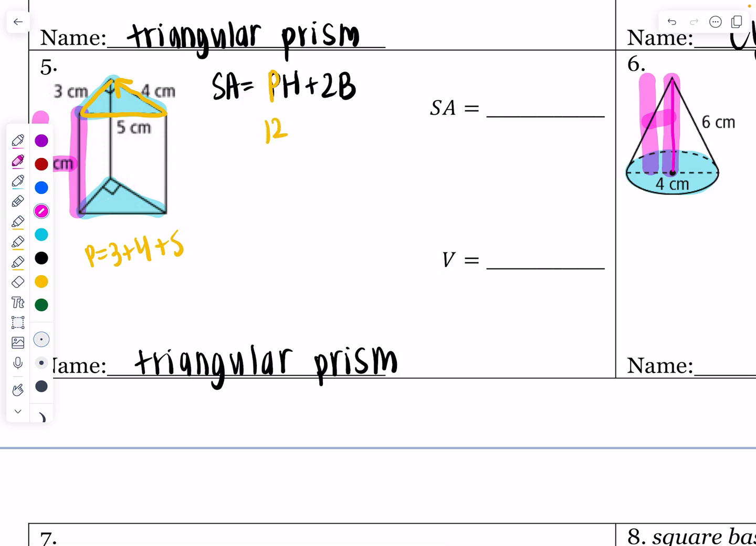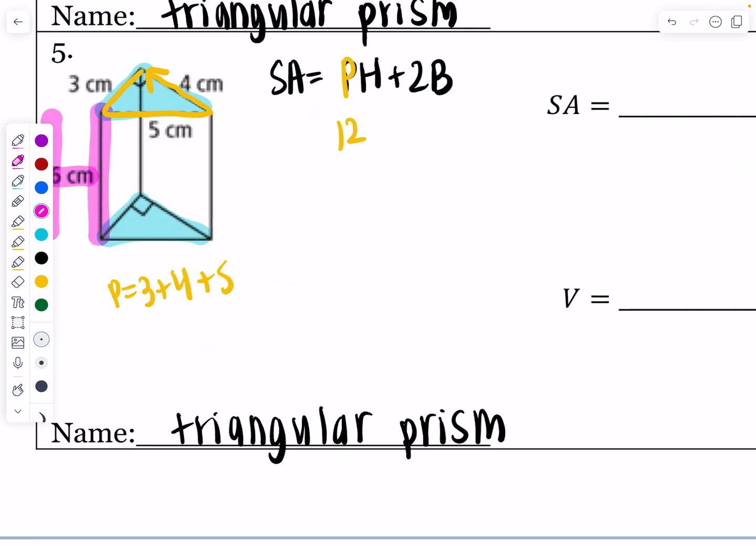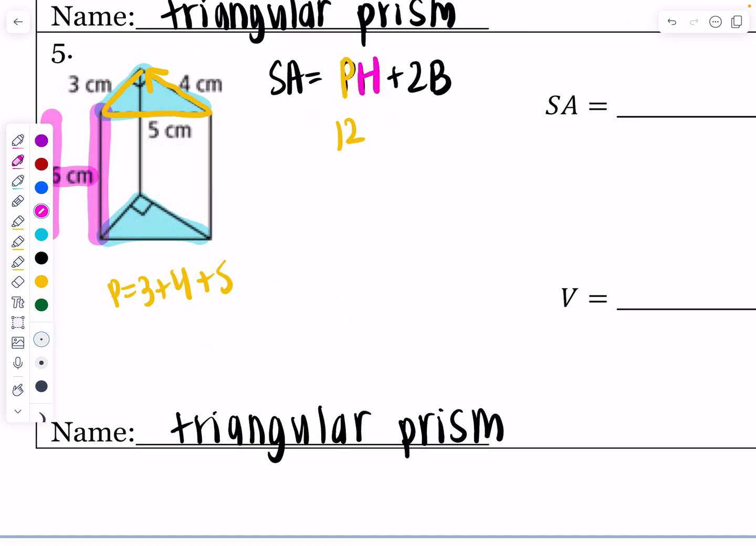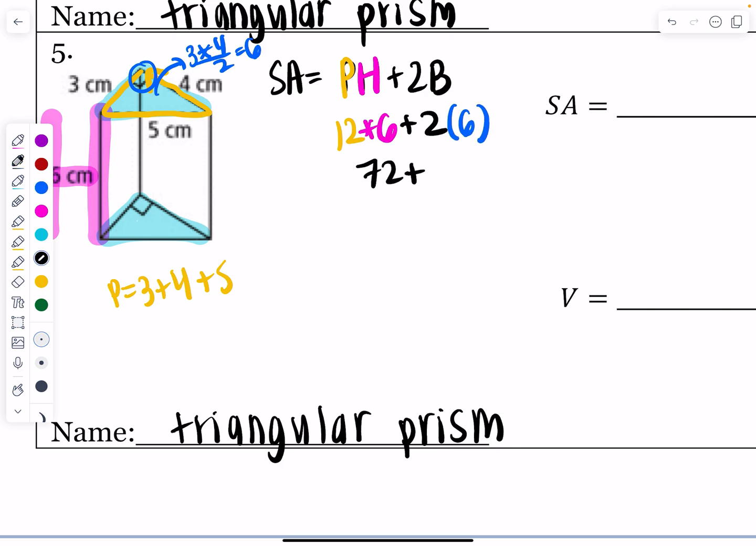What is my height? My height is going to be the distance between the bases. That's going to be 6. So 12 times 6 plus 2 bases. Well, what shape is the base? The base is a triangle. So when I go to find the area, I need the right angle. So that's going to be 3 times 4 divided by 2. Those are the pieces that are perpendicular. So that's going to be 2 times 3 times 4 is 12, divided by 2 equals 6. So each of these bases is 6 units squared each. So that ends up giving me 72 plus 12.